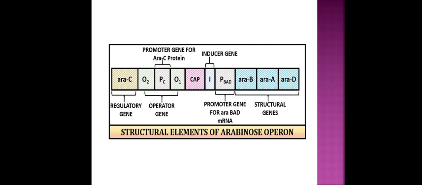Then there is the CAP site, that is the catabolite activator protein site for the positive regulation of the arabinose operon. Then the inducer gene is present. Then the promoter for the expression of the structural genes of the arabinose operon, that is AraB, A and D, and AraB, A and D are the structural genes. So it is the complete construction of the arabinose operon.